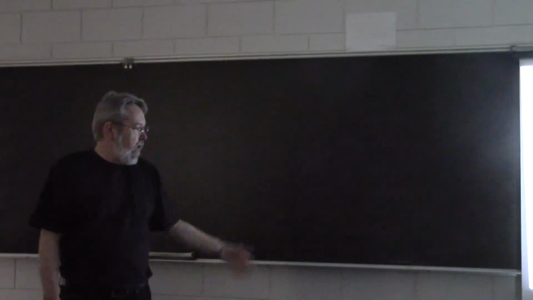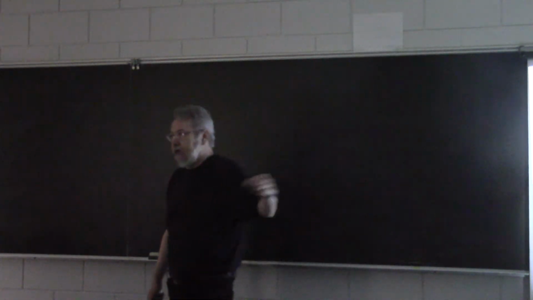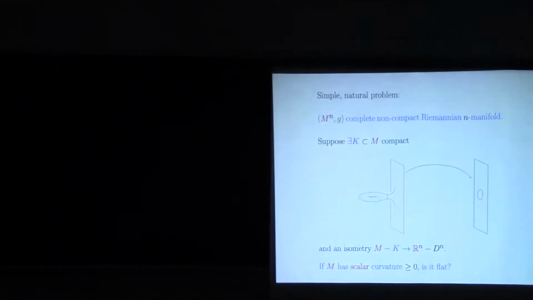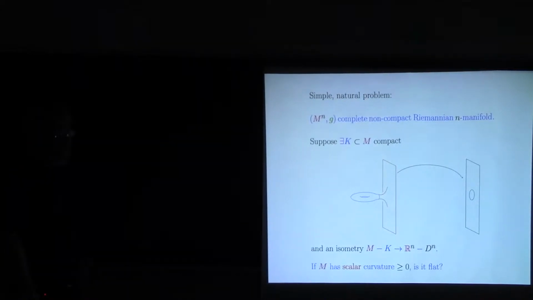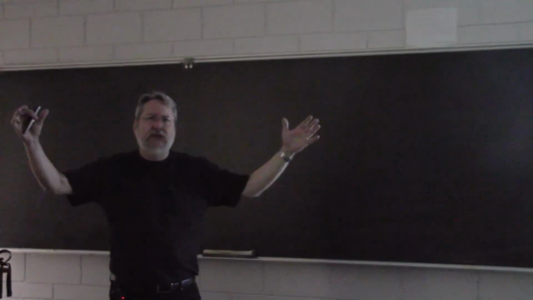For example, if you know about the Bishop-Gromov volume comparison, you would easily prove that the manifold would have to be flat. But what if we just know that the scalar curvature is non-negative? I've told you that the scalar curvature doesn't control the geometry very well. With something like positive Ricci curvature, you can actually prove that there are natural inequalities.